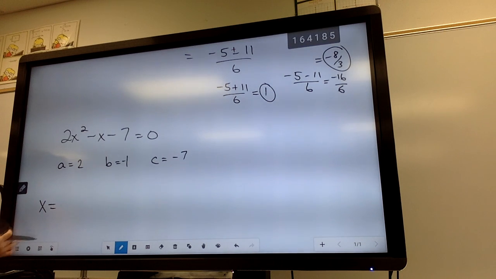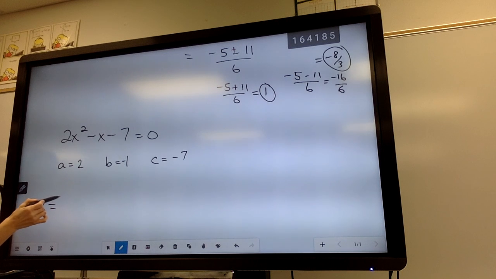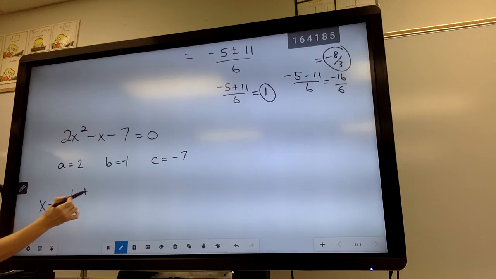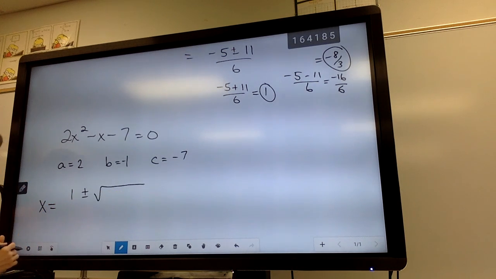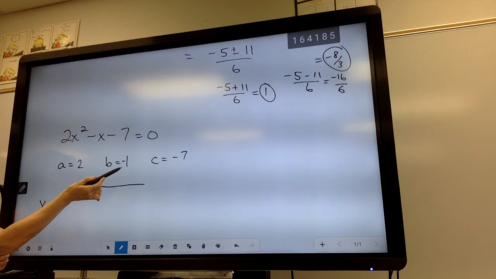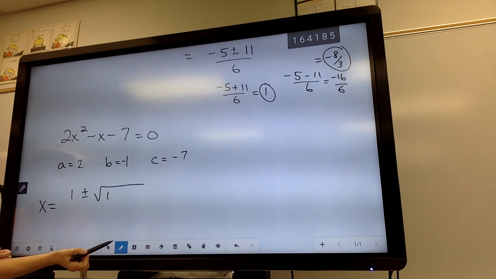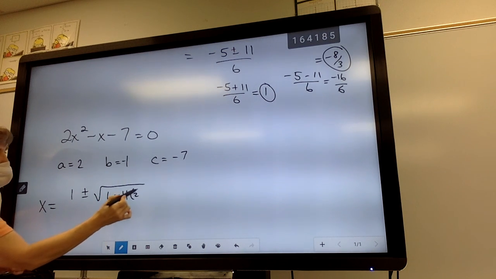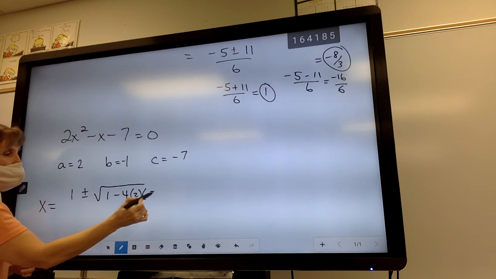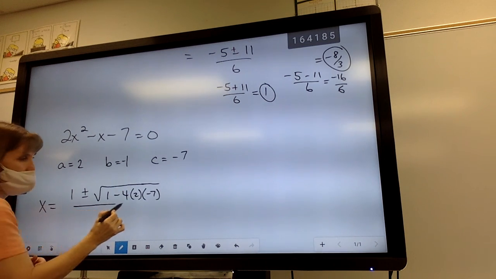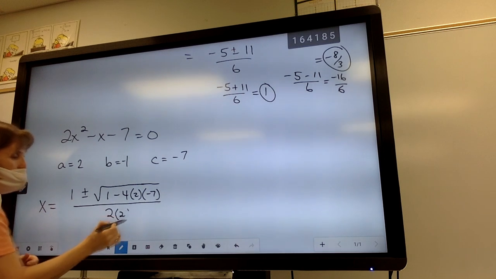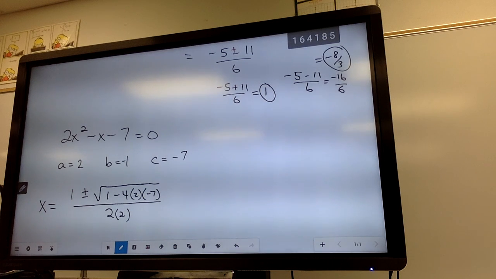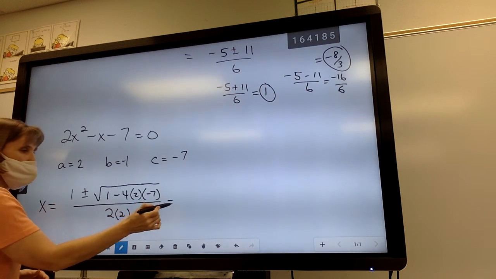X equals, start out with the opposite of b. Since b is negative 1, the opposite of b would be positive 1. Plus or minus the square root of b squared. If I take negative 1 and I square it, I get a positive 1. Minus 4 times my a value, which is 2, times my c value, which is negative 7. All divided by 2 times a, which is 4. And you can put that down if you want. I'm showing you my substitution.